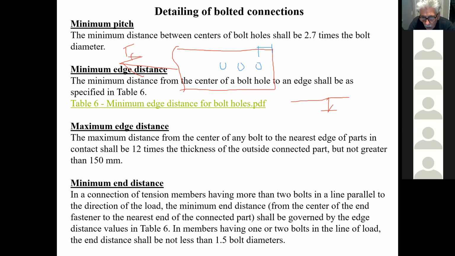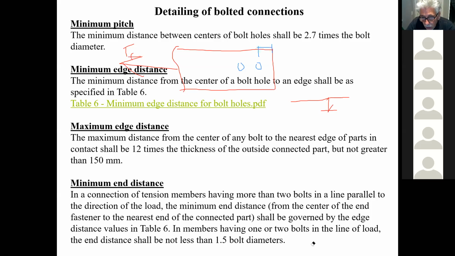In members having 1 or 2 bolts in line, in other words if I only have 2 bolts, and guys, never do a 1 bolt connection, always have at least 2. Even if you only need 1 bolt, have 2. That's good practice. The only time I would have a 1 bolt connection, if you remember from the last lecture, is those big pin connections, a big pin going right through the connection. But otherwise, always provide at least 2 bolts.